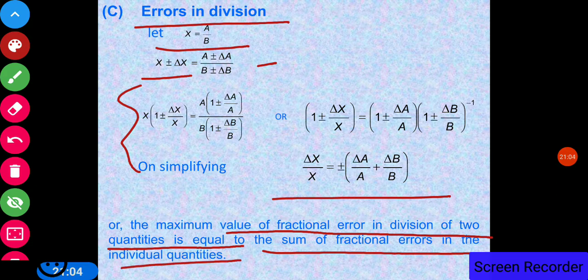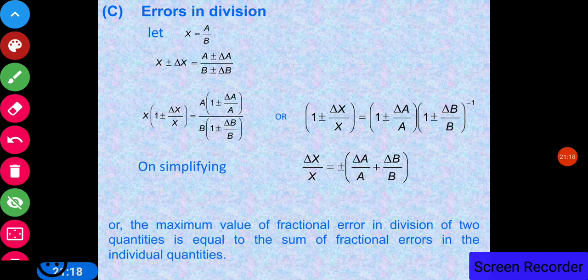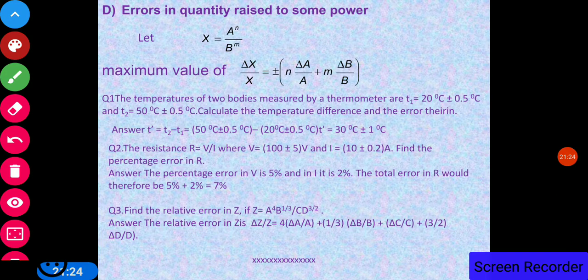So again, when you are multiplying or when you are dividing, in both the cases, the relative error in the resultant will be the sum of the relative errors in the individual quantities. You can understand this when you use these in numericals. Now, error in quantity raised to a power.